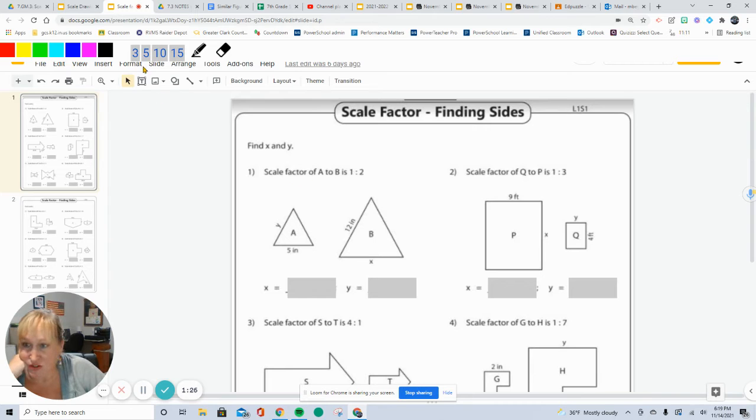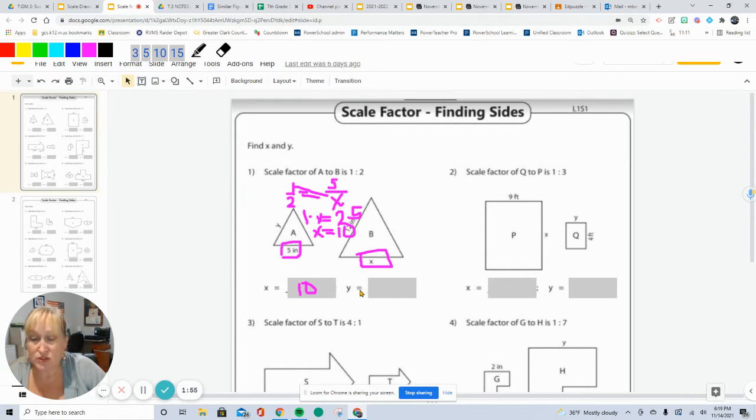So again, our scale factor is 1 to 2. So 1 over 2 equals, and I'm comparing this to this. Well, since this is my bigger one, that is my unknown, and the 5 is at the top. So I cross multiply. 1 times x equals 2 times 5. 1 times x is just x. 2 times 5 is 10. So my answer is 10. So the two answers that you're going to have are 10 inches and 6 inches.